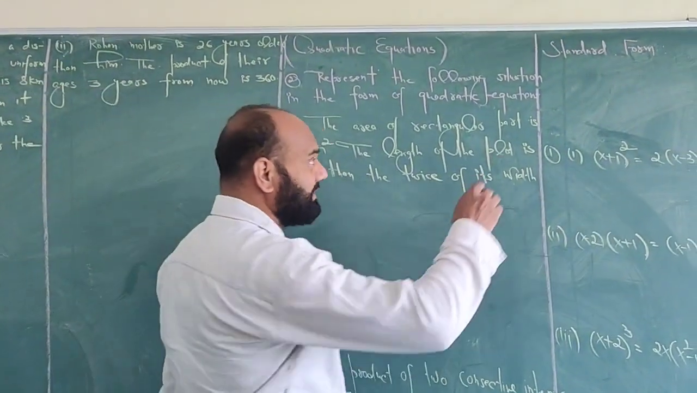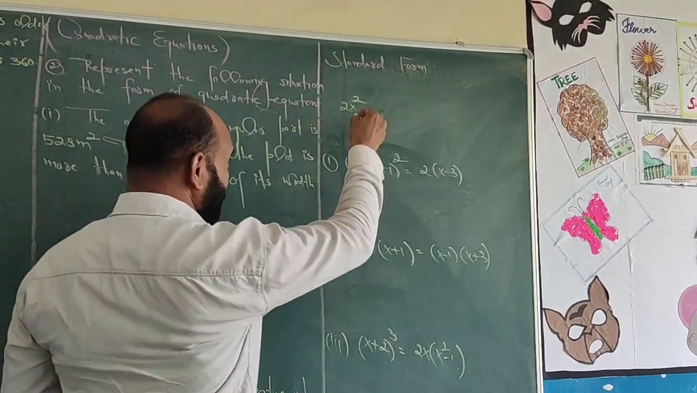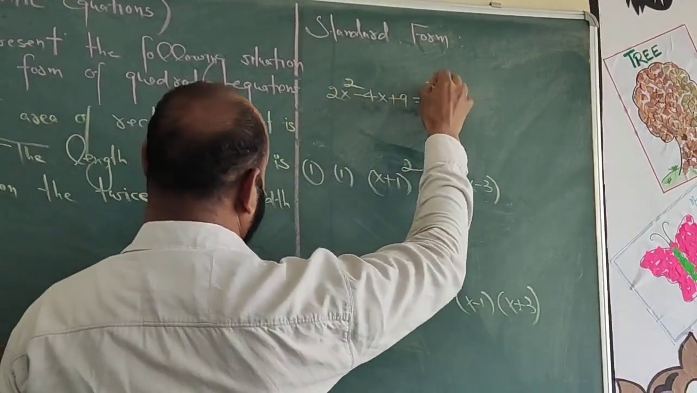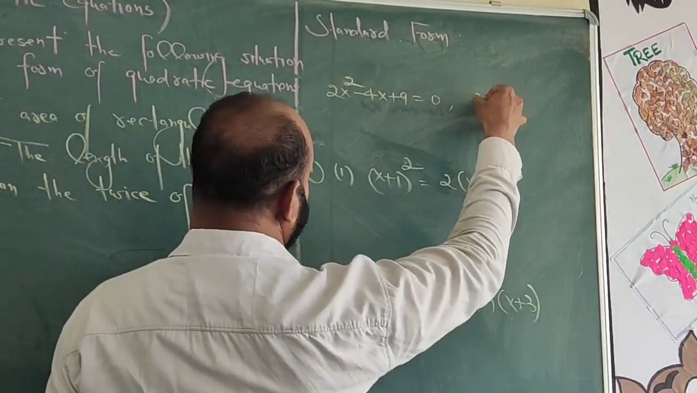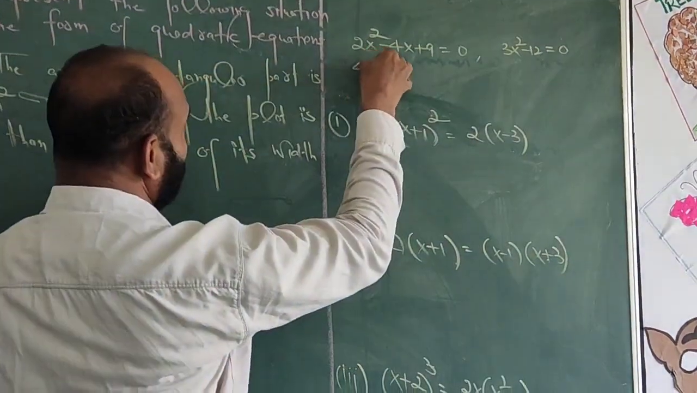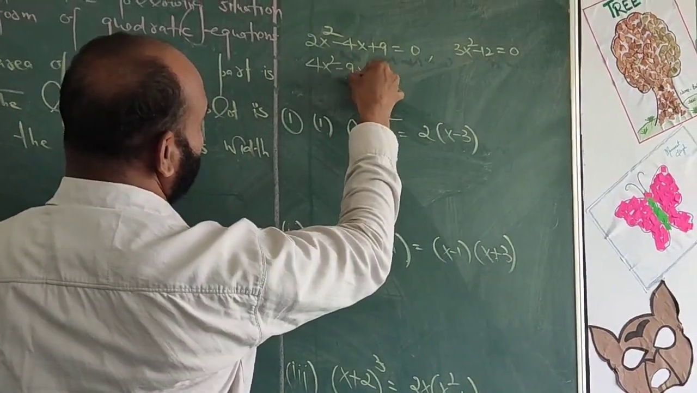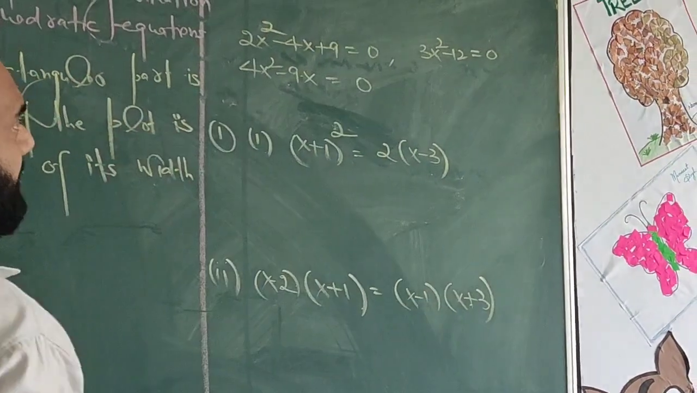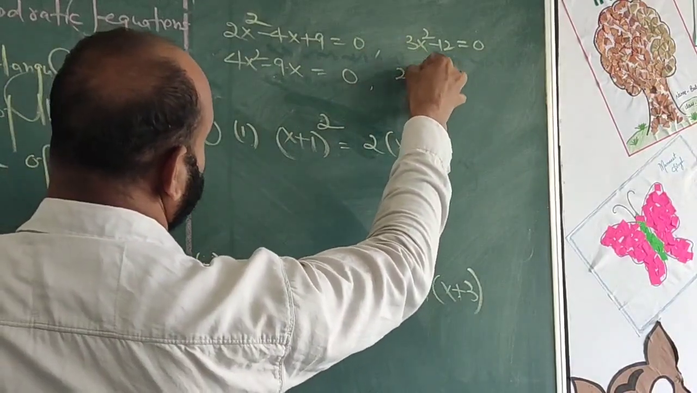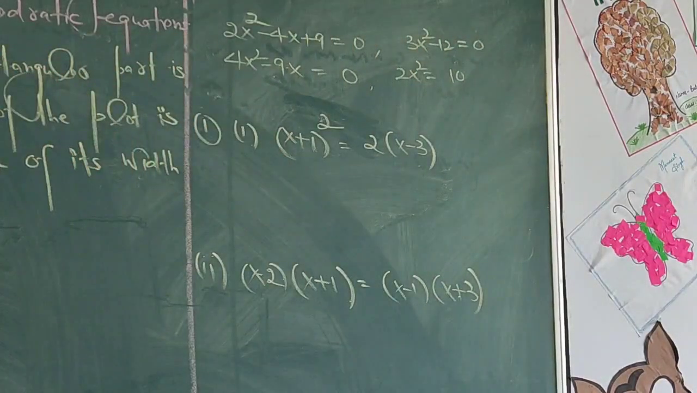For example, 2x square minus 4x plus 9 is equal to 0. 3x square minus 12 is equal to 0. 4x square minus 9x is equal to 0. These are all examples of quadratic equations. And 2x square is equal to 10 is also an example of a quadratic equation.